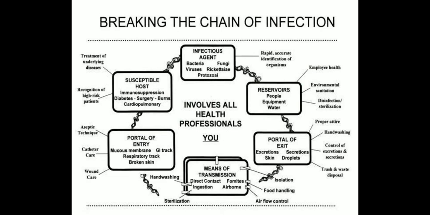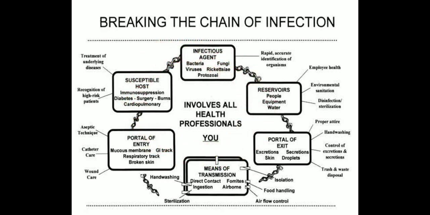So this is the chain of infection. An infectious agent utilizes certain reservoirs. The reservoir can be people, environment, or water. From these reservoirs, it exits through the excretions, secretions, skin, or droplets, and gets transmitted from one individual to another through contact, droplets, ingestion, or airborne routes. Once the agent gets transmitted, it enters the susceptible host through the mucous membrane, respiratory tract, GI tract, or skin. If the host is immunocompromised due to diabetes, cardiopulmonary infections, immunosuppression, burns, or surgery, then this infection establishes itself in the susceptible host, and this vicious cycle keeps on repeating.